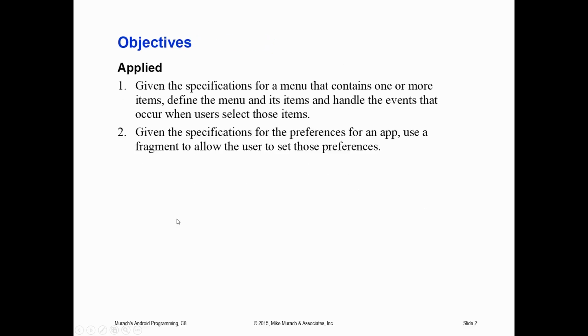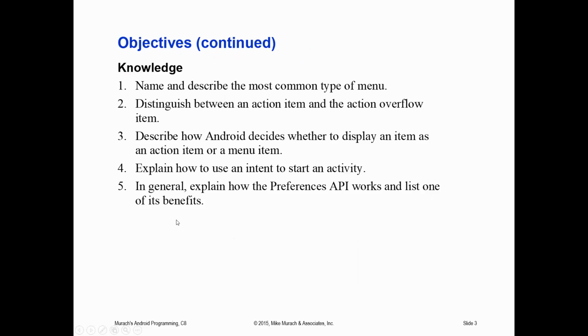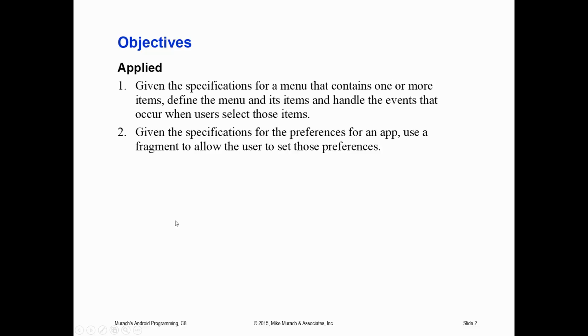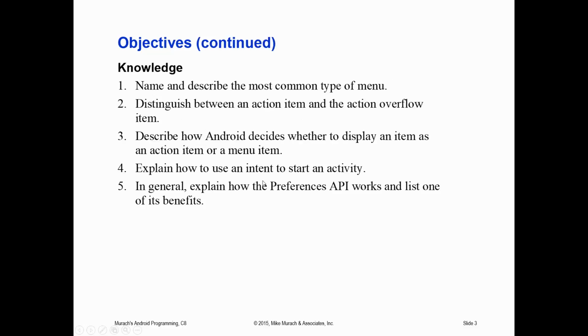As you can see, our applied objectives are very small. There's just two. Given the specs for a menu that contain one or more items, define the menu and its items and handle the events that occur when the users select those items. Next, given the specs for the preferences for an app, use a fragment to allow the user to set those preferences. Those are our two applied objectives.